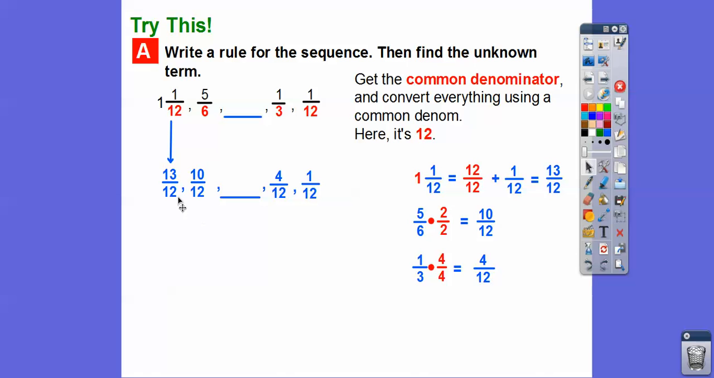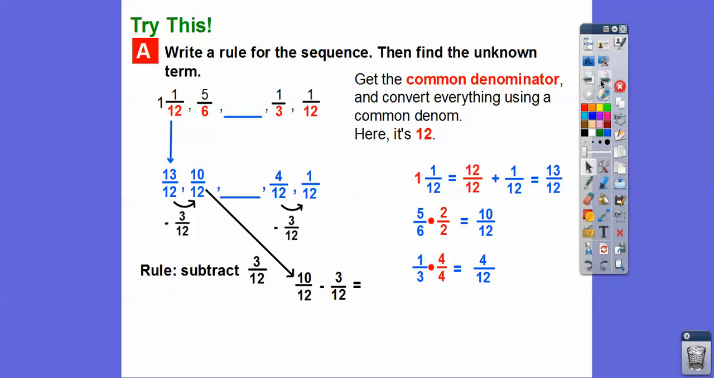Now we can see from here to here it went down 3/12. From here to here it went down 3/12. So it looks like it's going down 3/12 every time. So let's go down 3/12. So 10 minus 3 is 7. So it's going to take us to 7/12. So it did say write a rule. So our rule is subtract 3/12. So this guy's going to be 10/12 minus 3/12. So we're just going to subtract. That's going to get us 7/12 right there. Okay, so that's our missing term right there, 7/12.